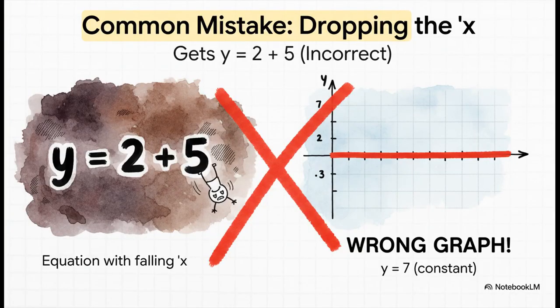Okay, by far the biggest mistake is accidentally forgetting the x. It's so easy to do. You're plugging in your numbers and you just write y equals 2 plus 5. But hold on. That just simplifies to y equals 7, and y equals 7 isn't a sloped line. It's a completely flat, horizontal line. You've lost the move part completely.